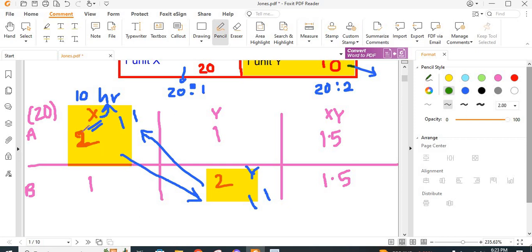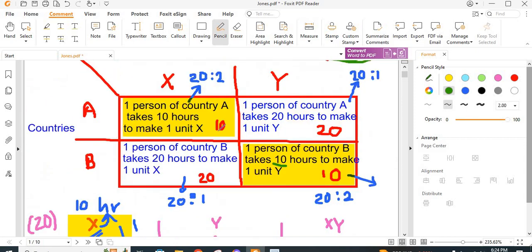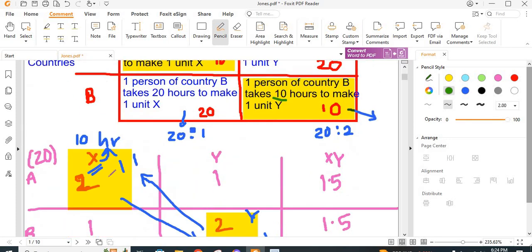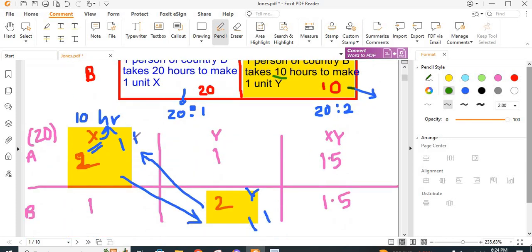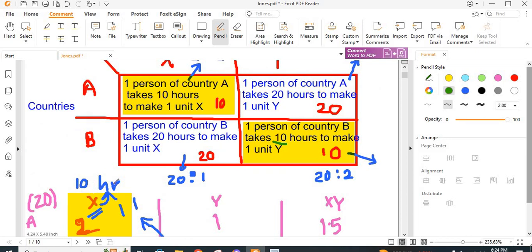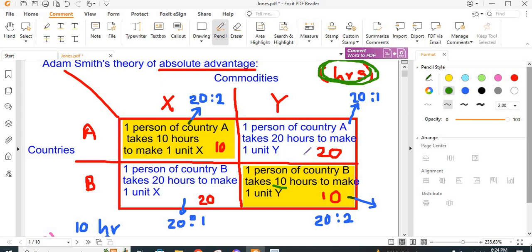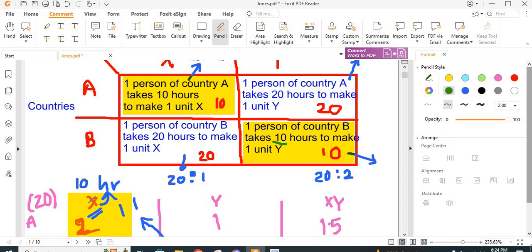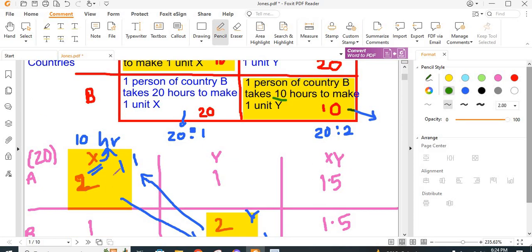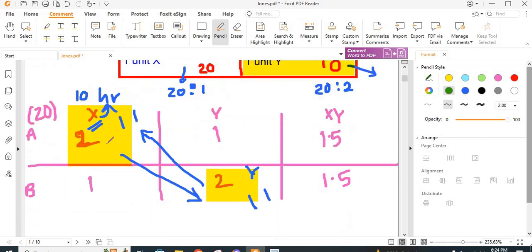When A gives up 1 unit of X, it's giving up something that is worth 10 hours to them, because X is just 10 hours to them. But when it exchanges 1 unit of X for 1 unit of Y, it's just giving up 10 hours' worth of something, but it's actually getting something that's worth 20 hours to them. So they are saving 10 hours of their life or day, whatever. So this is a big benefit for them. They are giving up something which is a lot less costly for them, something that is cheaper for them, and they are getting something which is more expensive to them in terms of working hours.